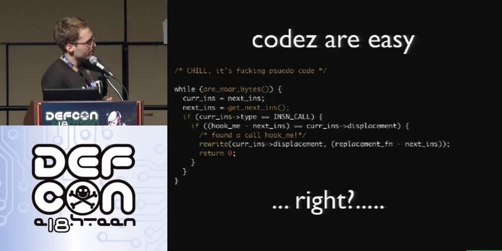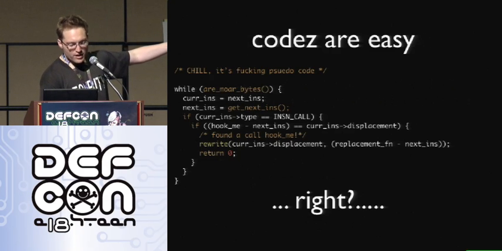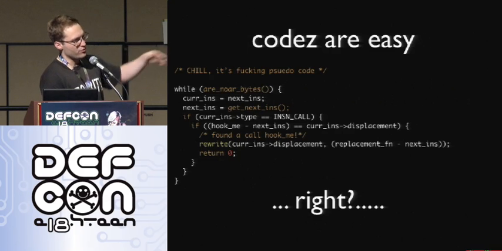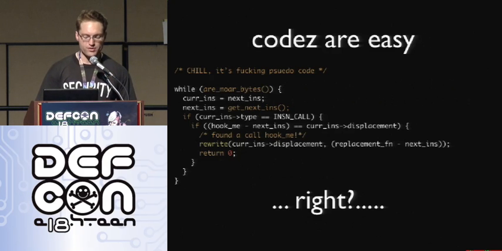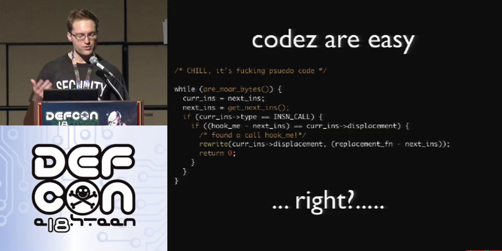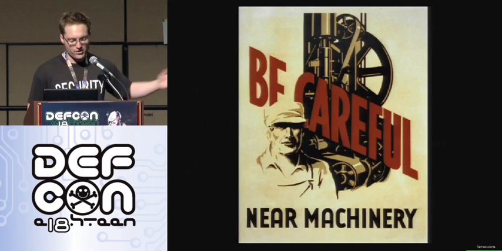Writing the code for this is easy, right? This is just pseudocode, so relax. You just iterate through looking at each byte. Once you find a call instruction, you do some math, and you can check if the 32-bit displacement matches the function that you're trying to hook. And if it does, you just overwrite that to call your handler function instead. Right? I mean, how hard could it possibly be?